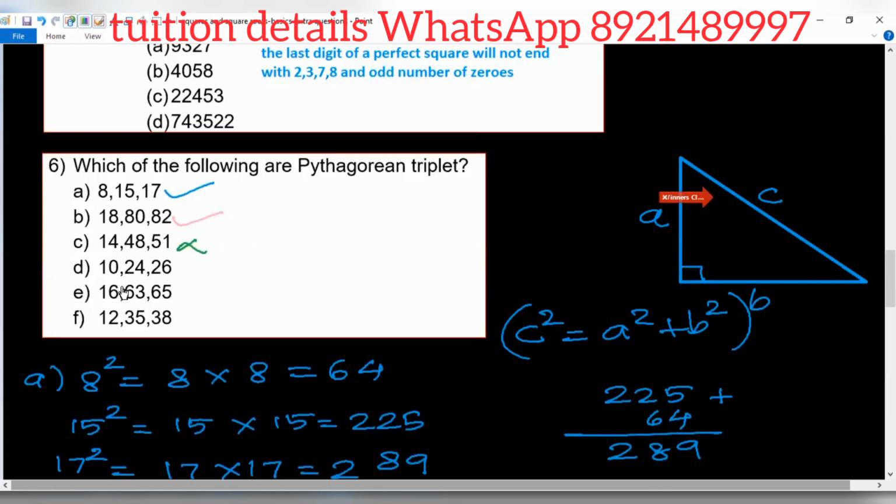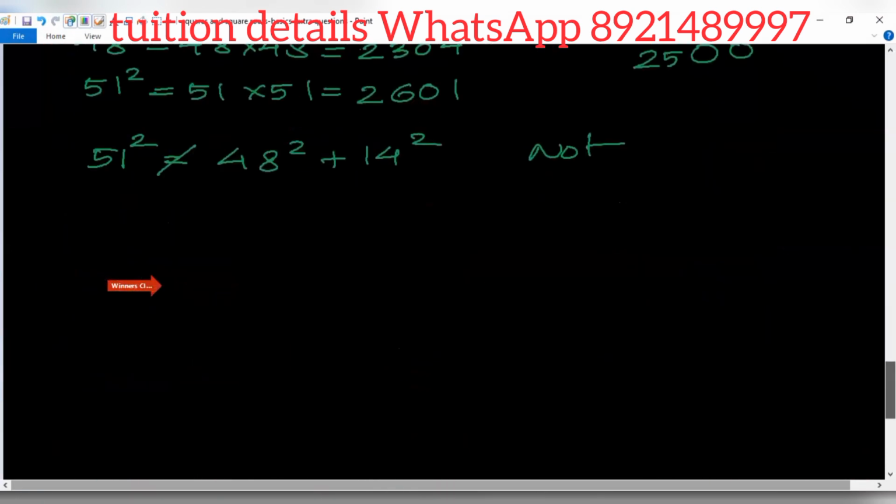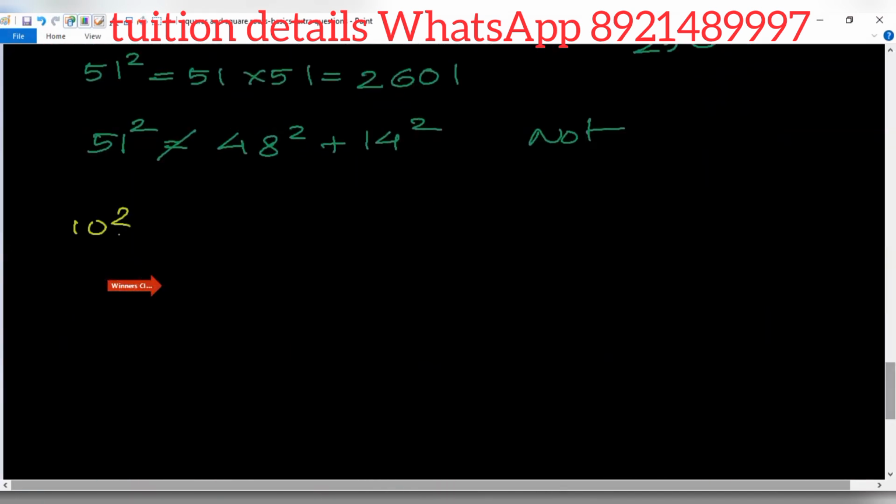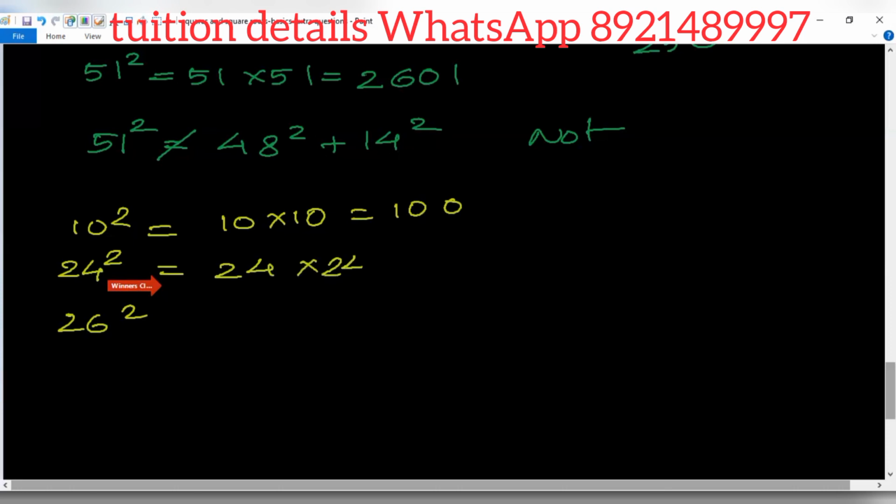Next, what we have is 10, 24, and 26. So as we have done in the previous questions, we have to find the squares of 10, 24, and 26. 10 square is simple, no? 10 into 10, that is 100. Like that, we have to multiply 24 into 24 and find it out. 26 into 26, we have to multiply and find it out. And then we have to check.